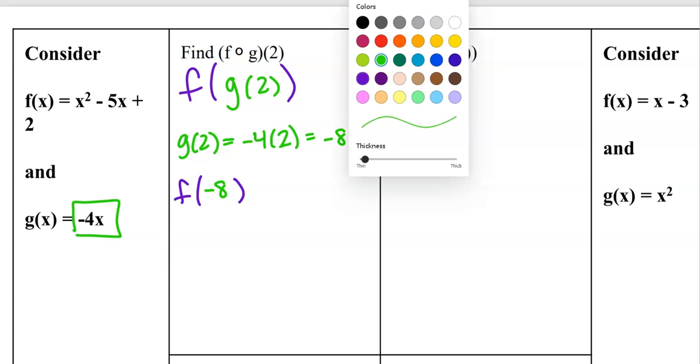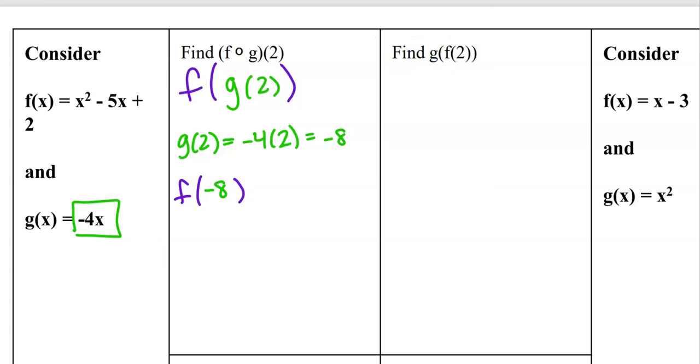My F function, sorry I printed weird, is x squared minus 5x plus 2. So wherever I see an x, we are now replacing it with a negative 8. So we have negative 8 squared minus 5 times negative 8, and then plus 2.